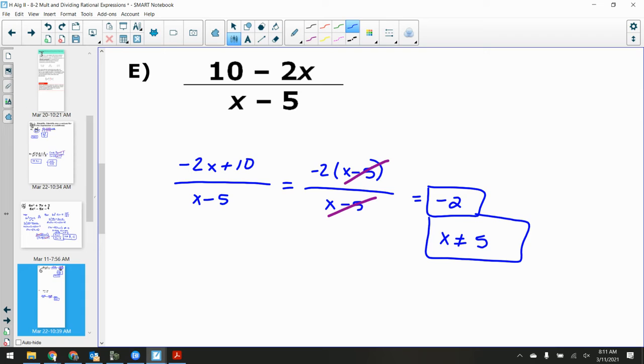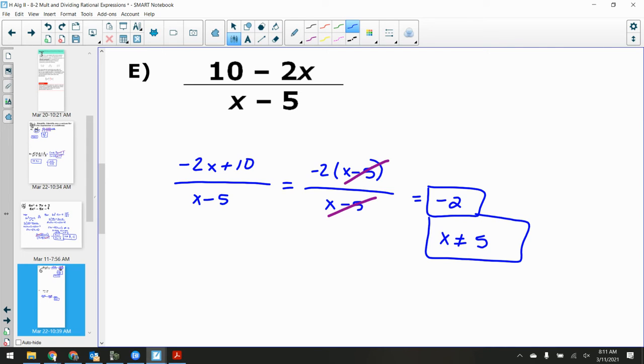Why can x not equal the negative 2 on the numerator? I don't care what happens to the numerator. Only the denominator. The numerator can be whatever it wants to be. The denominator is restricted. It just can't be 0. Okay.